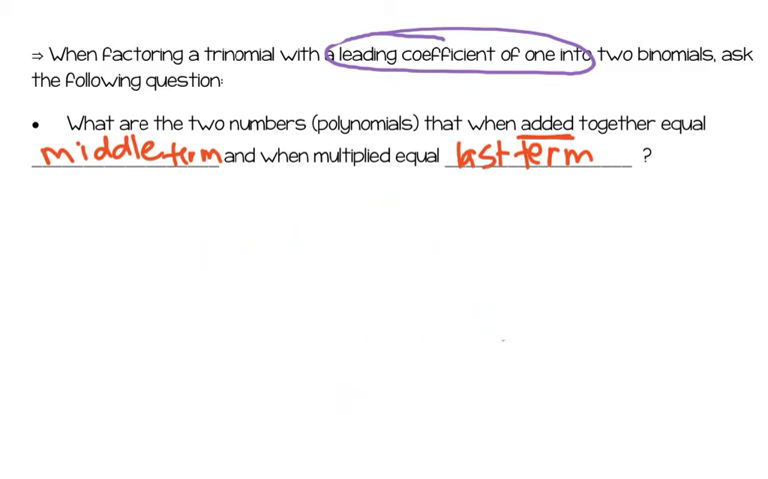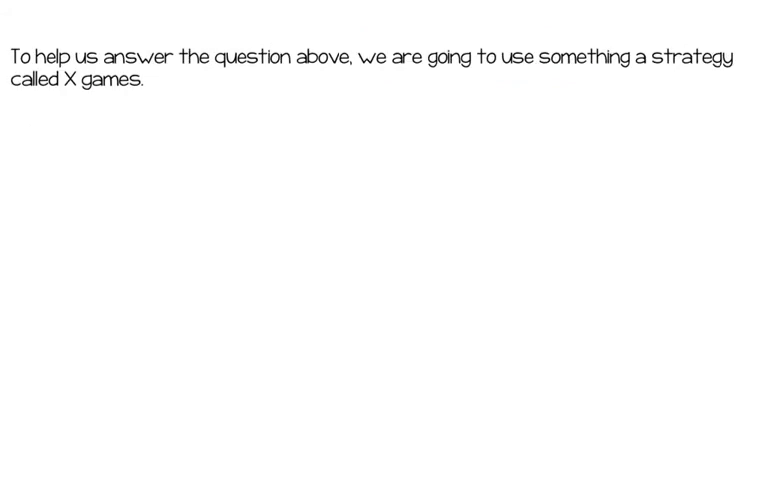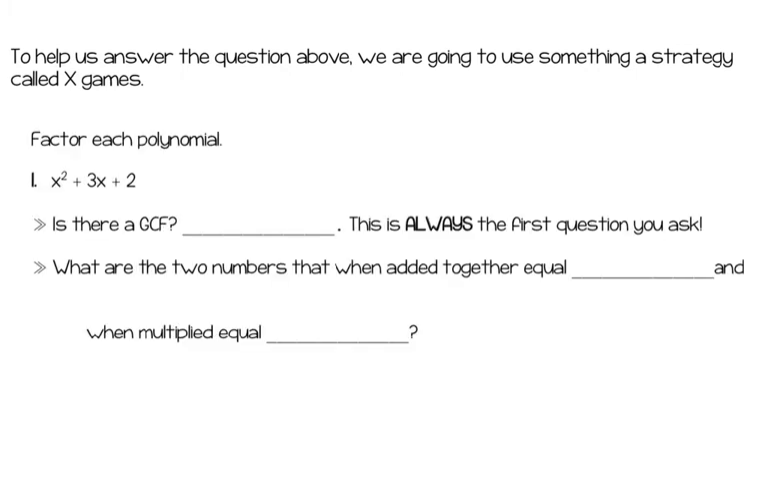Now I'm going to show you a strategy for how this works. We are going to use something called X games, and this is just a strategy. It's not like an official rule or anything like that. It's just a way to organize your thinking so that you can accomplish this goal. We're going to factor the polynomial x squared plus 3x plus 2. So what I'm asking is, what times what is going to give us that polynomial.